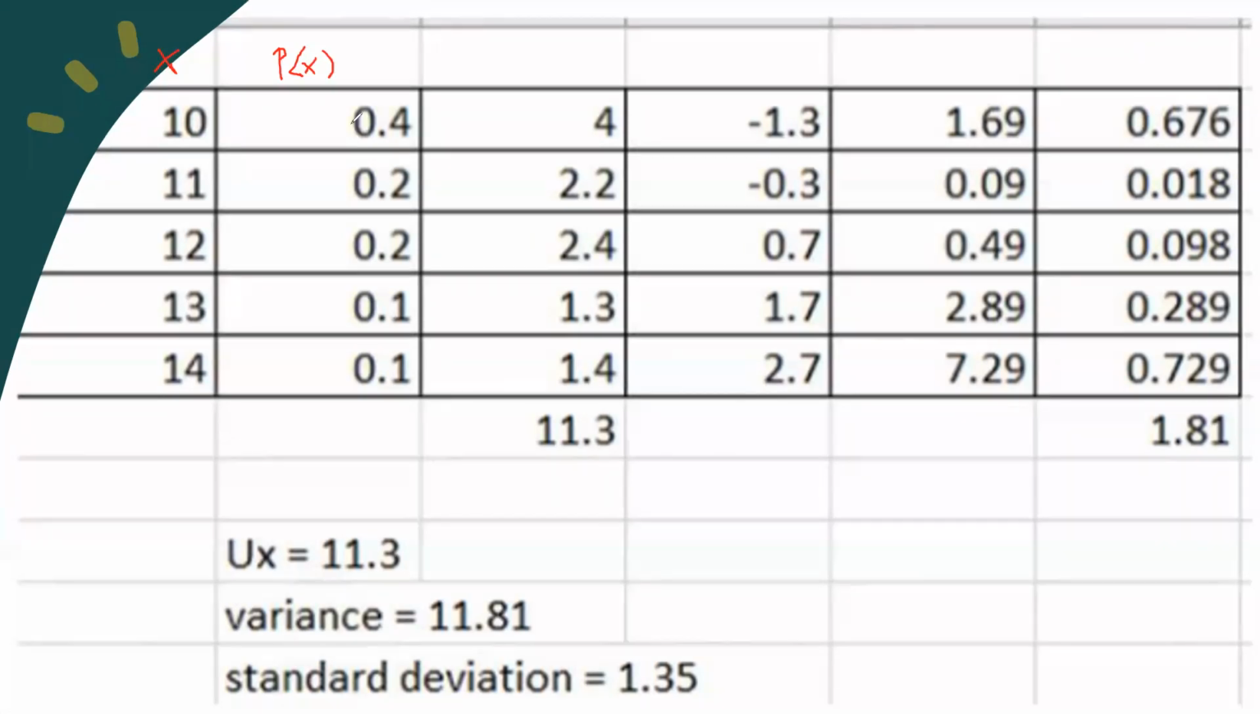So the first thing that we do is to multiply our random variable and the probability of our random variable in order to get our mean. So this is our mean, which is 11.3. So nakuha natin, tandaan natin, sa random variable, ang expected value natin is our mean, which is 11.3.